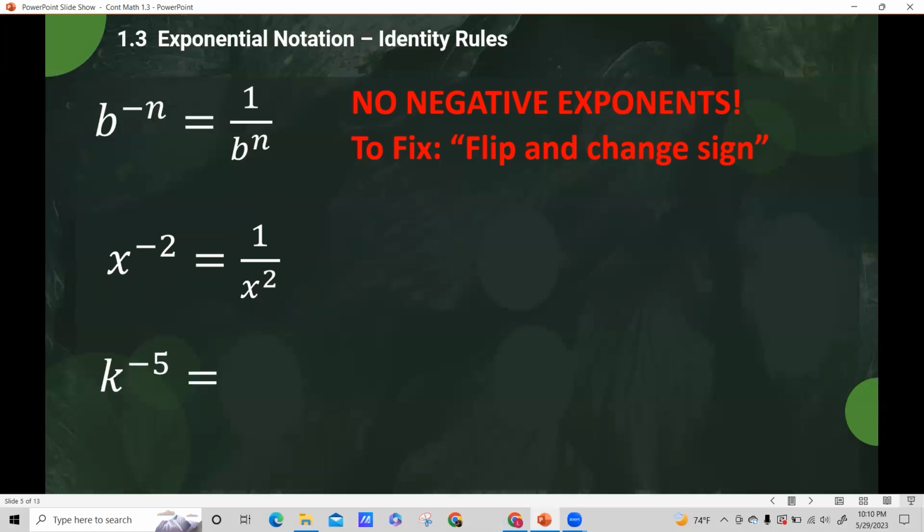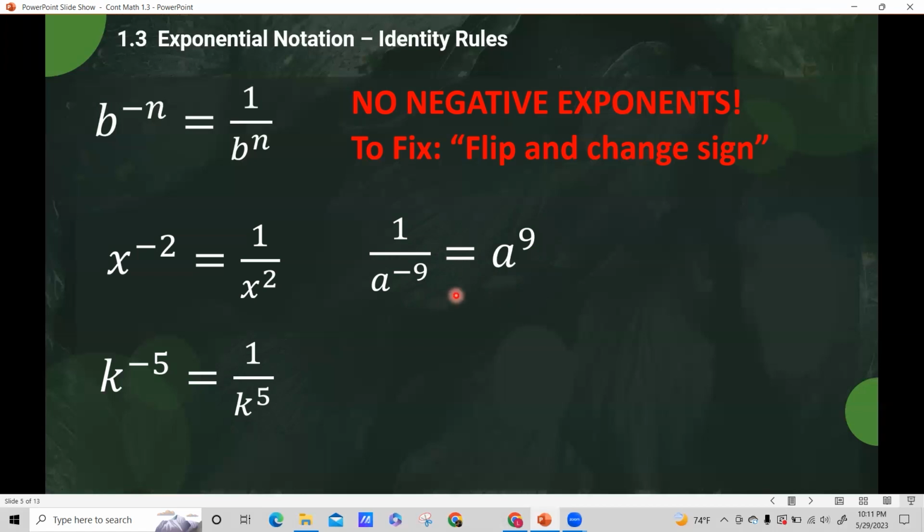Now, k to the negative 5. We can fix that one the same way. We can flip it and put 1 over k to the 5th. We move k to the 5th down to the denominator, and it becomes a positive 5. This works the same way if you have a negative exponent in the denominator. Notice here we have a to the negative 9th in a denominator. If we want to make this positive, we can just move it to the numerator and it becomes a positive exponent, so a to the 9th.